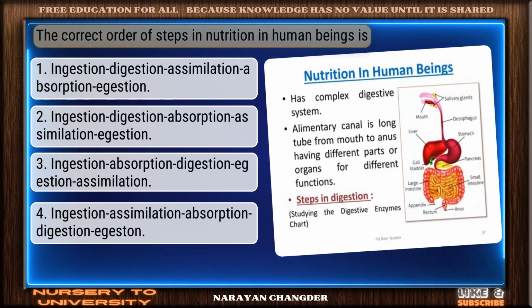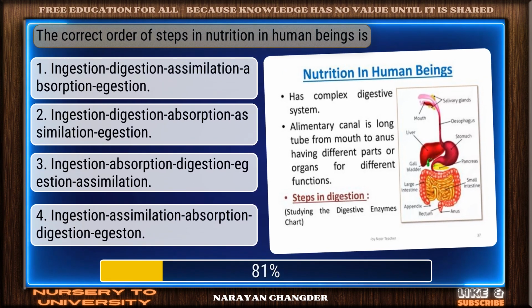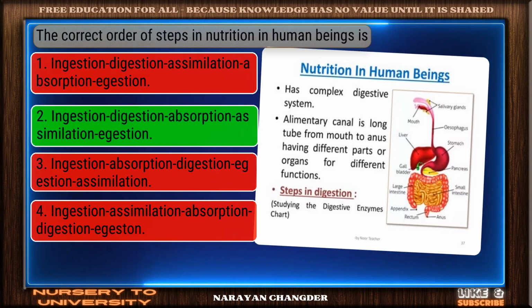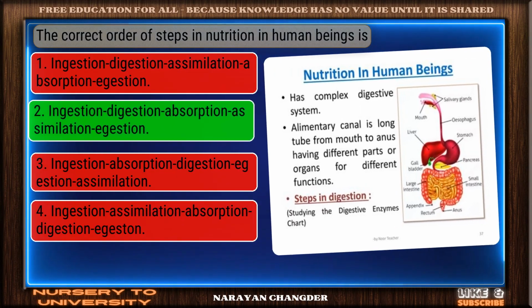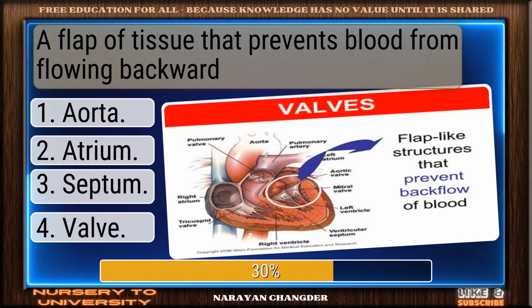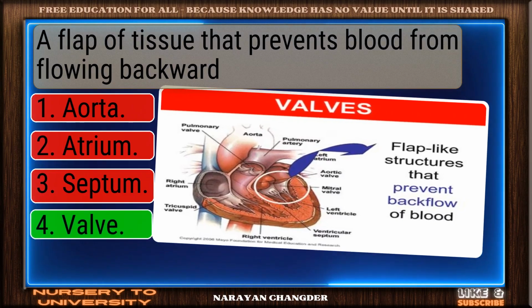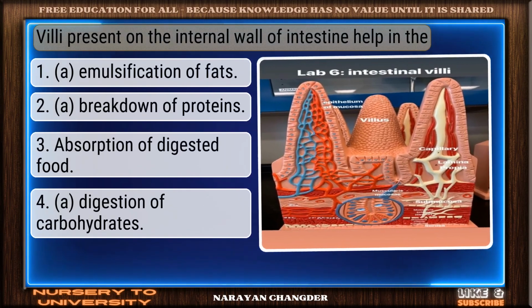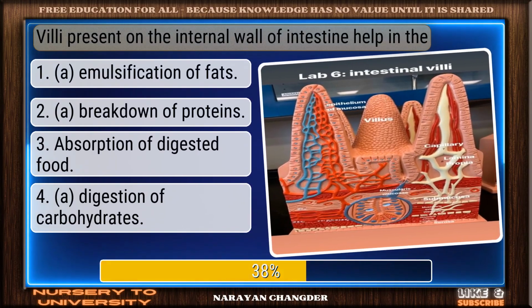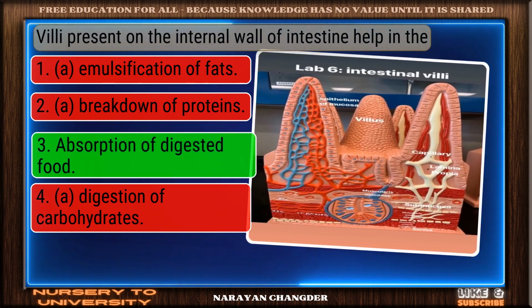The correct order of steps in nutrition in human beings is correct. Ingestion, digestion, absorption, assimilation, egestion is spot on. A flap of tissue that prevents blood from flowing backward. Great thinking. Valve is right. Villi present on the internal wall of intestine help in the solid response. Absorption of digested food is valid.